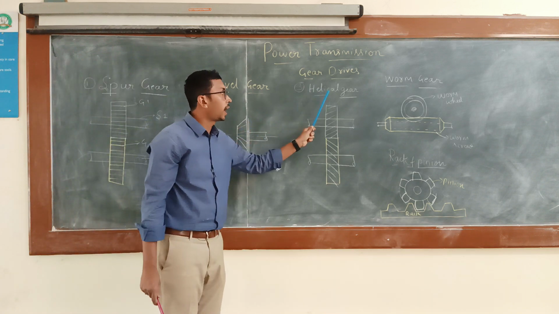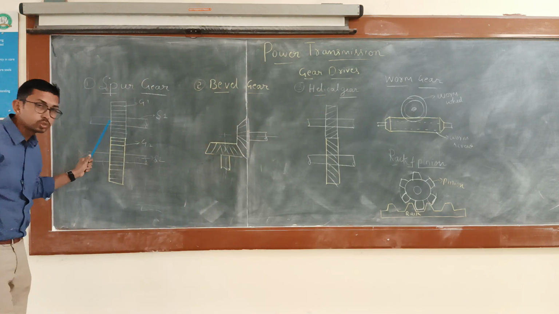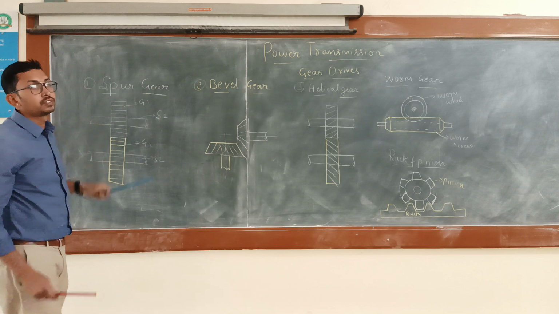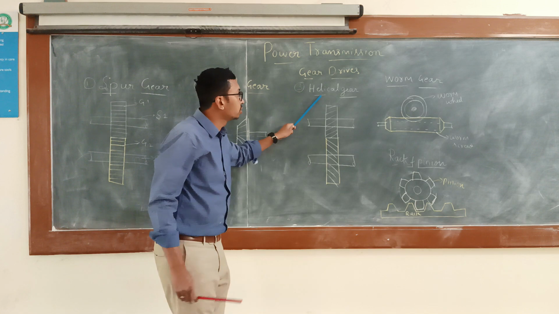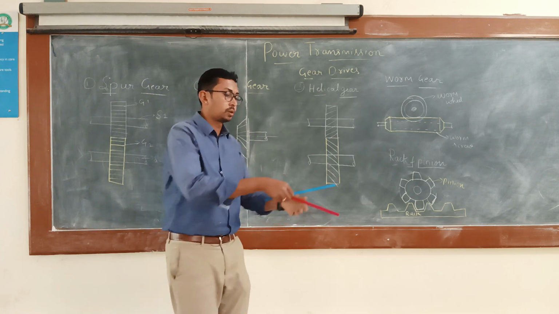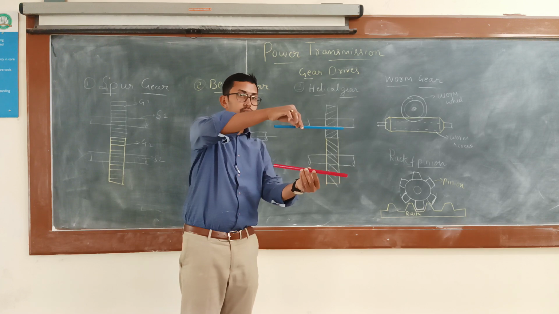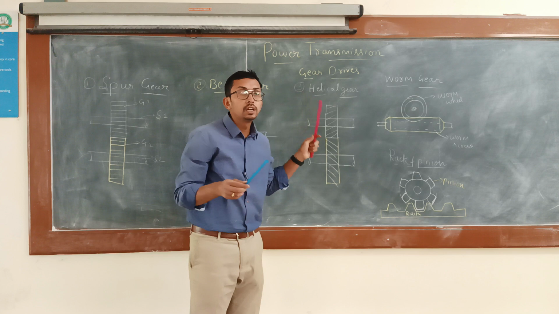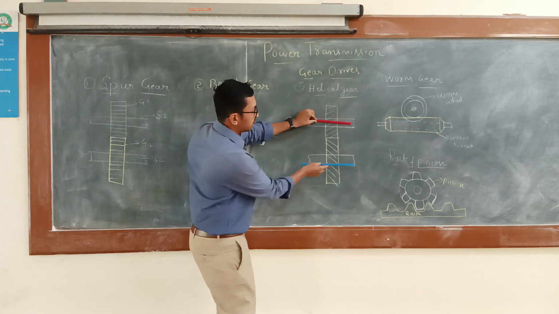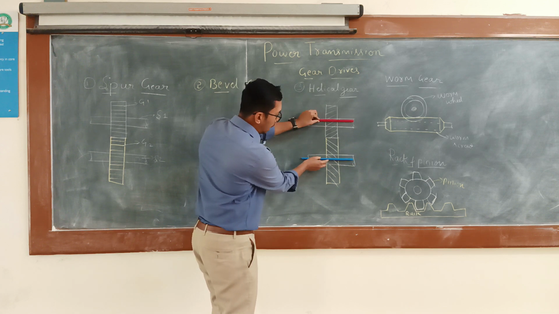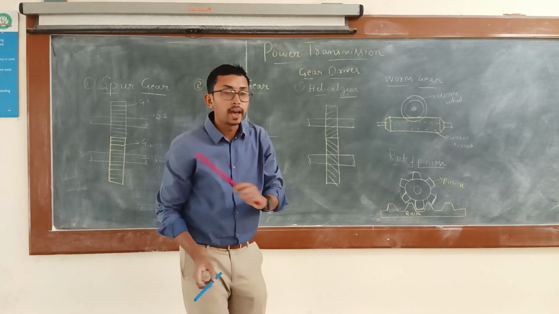The next one is the helical gear. This is somewhat similar to the spur gear. We use spur gears when the two shafts are parallel to each other and non-intersecting. We use helical gears when two shafts are parallel or non-parallel, that is, inclined at a certain angle, and non-intersecting. This is one shaft and this is another shaft; they may be parallel or at a certain angle like this. Then we use helical gears.